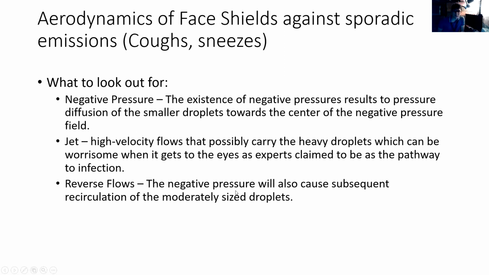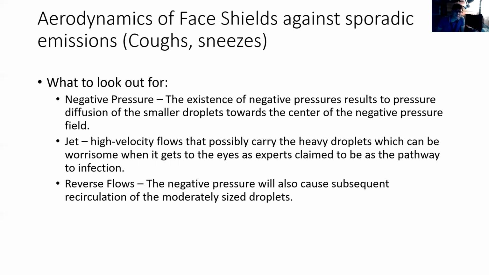And what to look out for? So in the analysis, of course, there are many uncertainties. The nature of the cough is much different. So we tend to evaluate the aerodynamic performance of the face shield and the face as black bodies alone. So what to look out for when analyzing these, when inferring from the results?